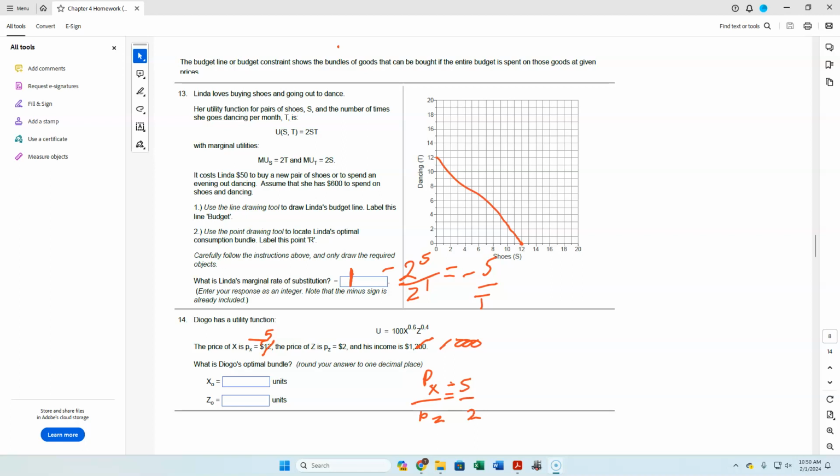So our MUX here is, I'm wondering if it's easier. Sorry, it's just really tough to, I'm going to try something here.